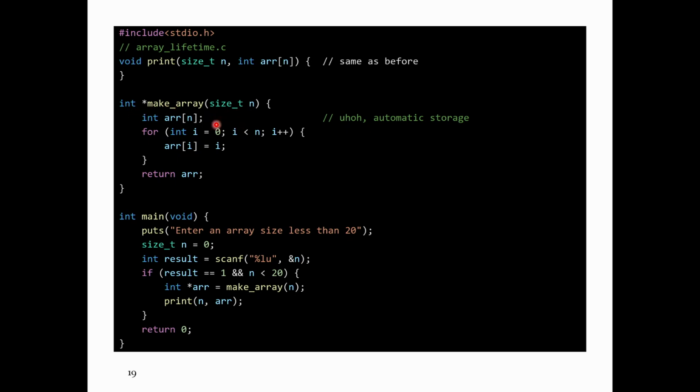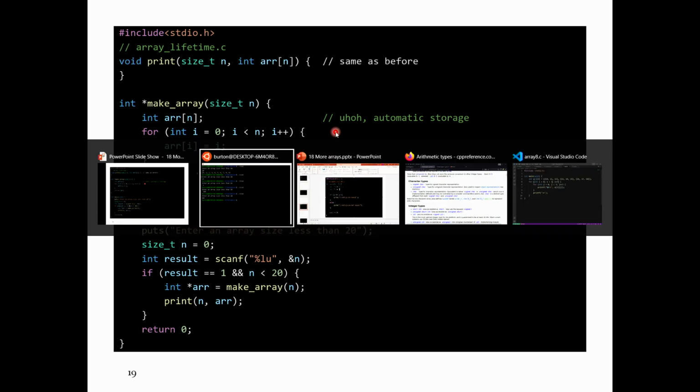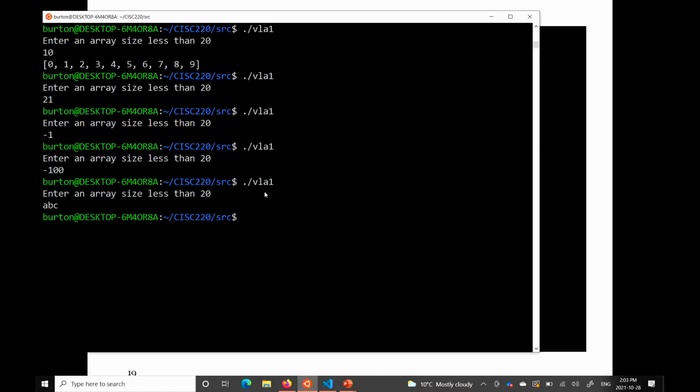So inside the function, I make a variable length array of size n. And then I do exactly the same as before. I just fill in the values of the array with 0, 1, 2, 3, 4, 5, 6, 7, 8, up to n minus 1. And then I return a pointer to the first element of the array. Notice the comment. What happens when you run this? So this is array lifetime.